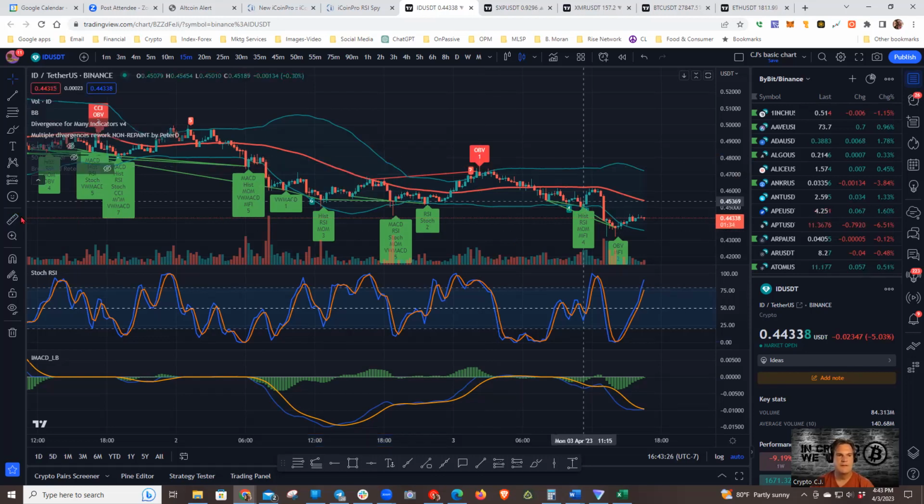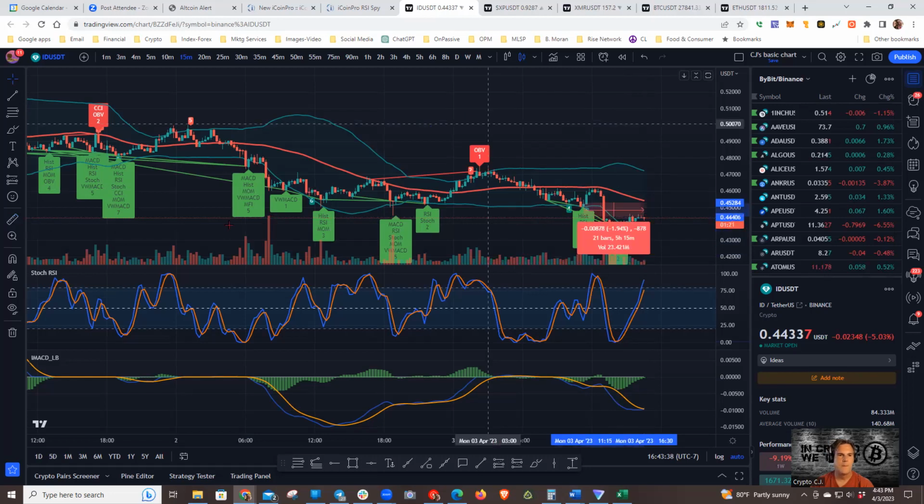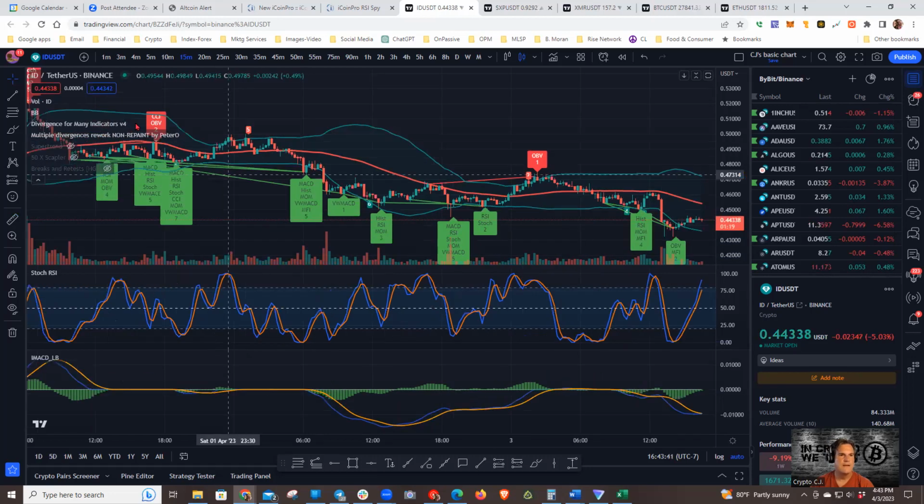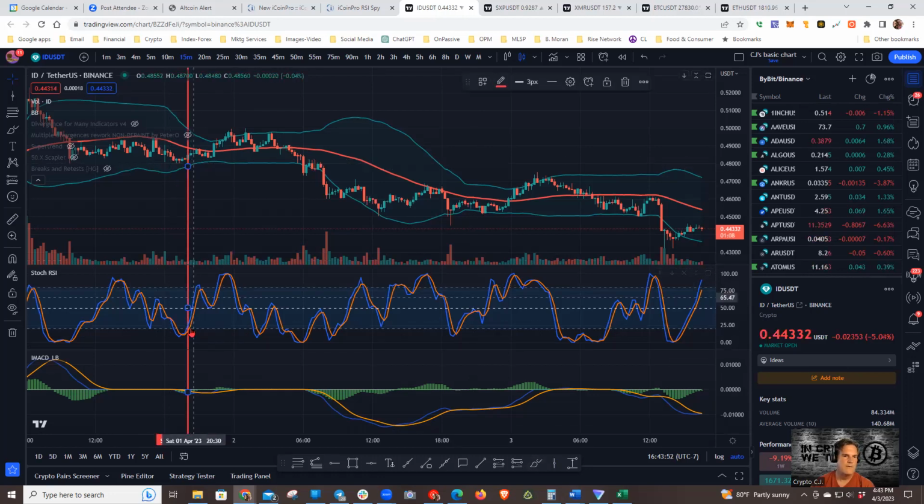This is a similar setup here. If you're just going for 1 or 2%, you would have gotten out in profit before the dip, and you'd probably still be in that trade. Okay, so that's divergence. And then on the stochastic, okay, we have a dip below 20 and then a cross back up.